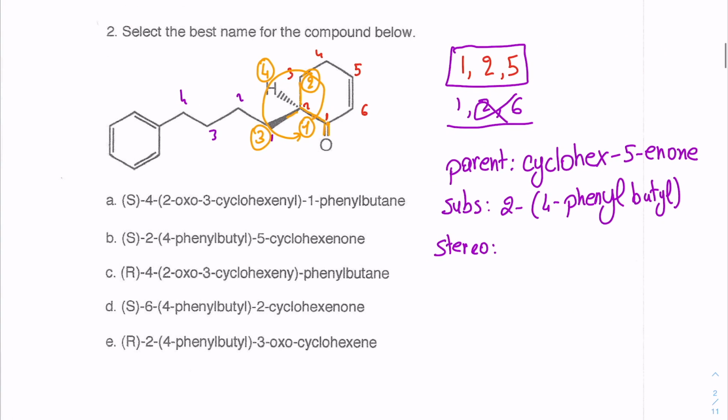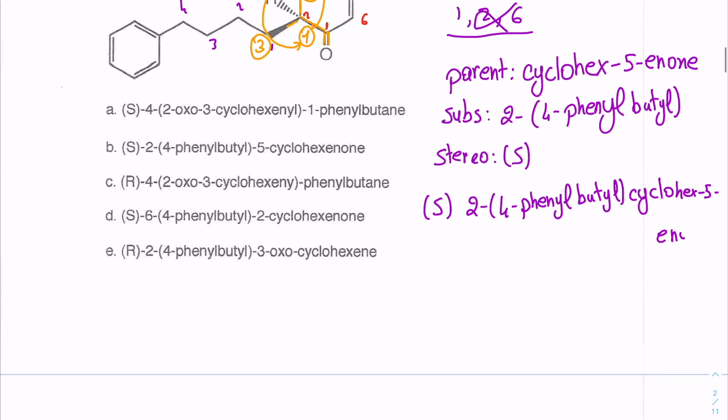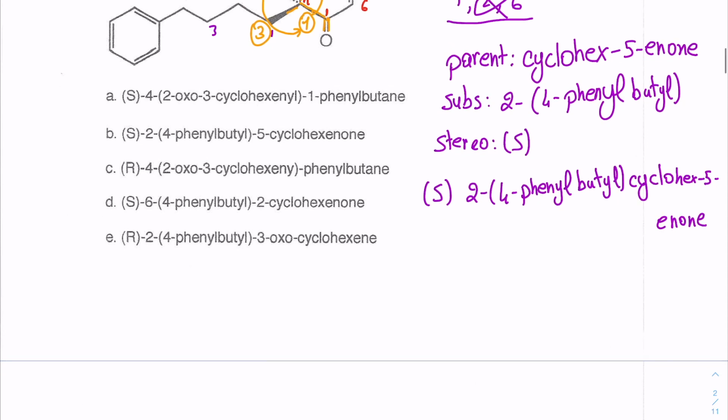And guys, remember, if the hydrogen was on a wedge, you just flip it. So if, for instance, this hydrogen was on a wedge, it'll just become an R. Just to make you guys remember. So it's going to be S. Now putting the whole thing together, it's going to be S-2-(4-phenylbutyl)cyclohex-5-enone. It's not gonna fit, so I'm just gonna put it here, enone. And this tells you it's gonna be choice number B.